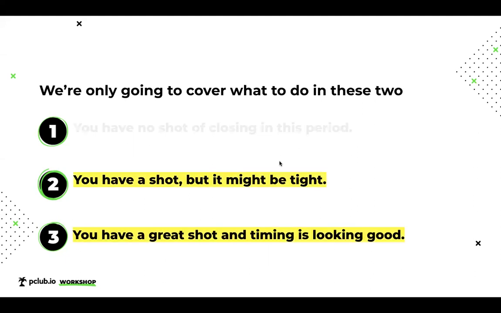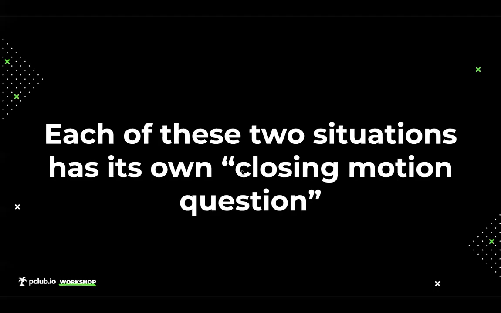So we're only going to cover two of those scenarios, because if you find yourself in the unfortunate situation of the first situation, which is you have no shot of closing it in this period, well, then the techniques in this course are not going to be applicable to that deal, right? You've got selling to do. You've got to manage the sales cycle. This course is about bringing deals in their final stretch across the line. So there are two situations we're going to handle. One is you've got a shot at closing it, but it might be tight. And the next one is you've got a very good shot, timing is looking good, and it's yours to lose.